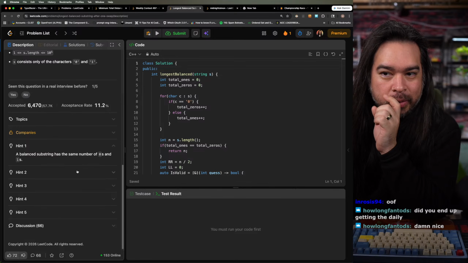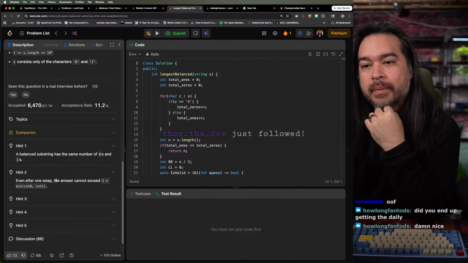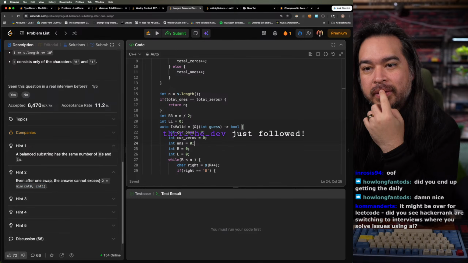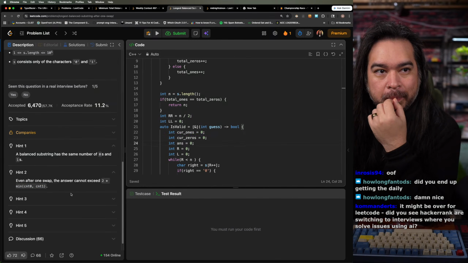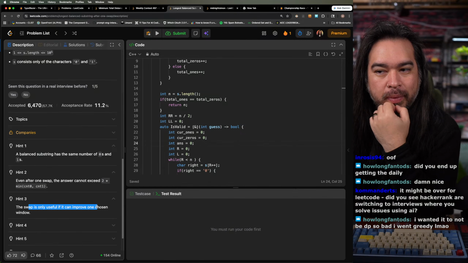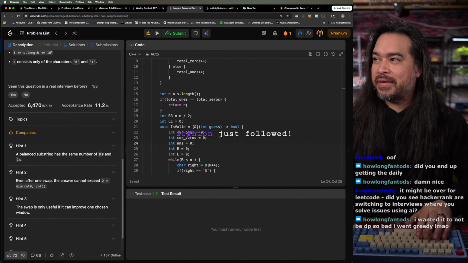All right, hint 2. Swap is only useful if you can improve one chosen window. Might be over for LeetCode. Do you see HackerRank or switch into interviews where you solve issues using AI? Have not seen that.